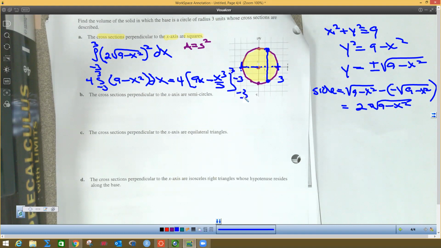Now I'm going to do something here because this is symmetric to the y-axis. Or better yet, I'm going to do it the long way, and then I'm going to show you a shortcut. I'm going to use a shortcut from now on, and you're going to want to know this because he may put this on the test.